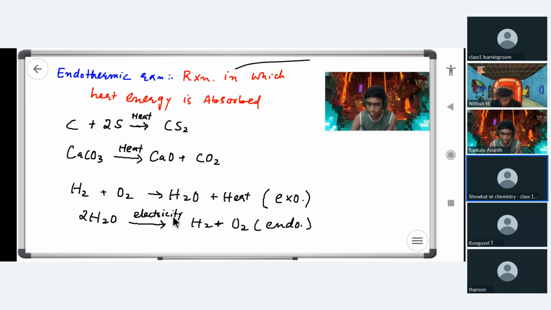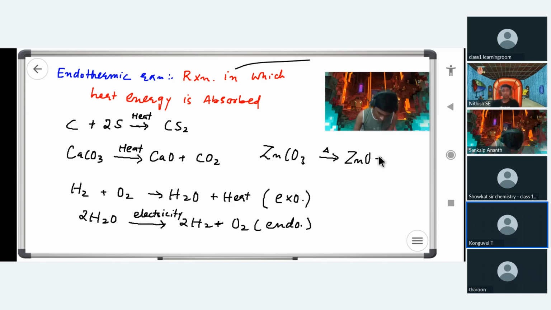Sir, zinc sulfate on heating. Okay, zinc carbonate on heating, not the sulfate. Zinc carbonate, if we just heat it, is also endothermic, right? Exactly, it's also endothermic. So have you noted it down? Keep the slide, one second, sir. We'll note it down.